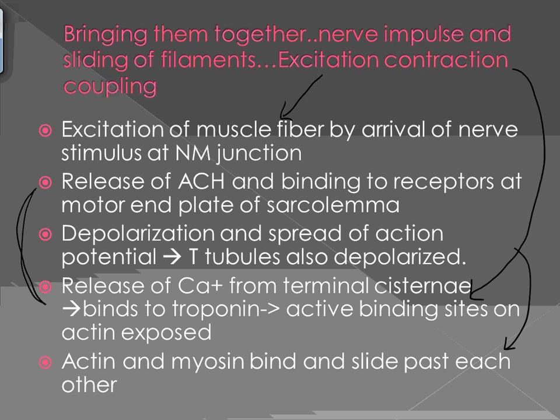So we talked about excitation of the muscle fiber by arrival of a nerve impulse at the neuromuscular junction. That caused acetylcholine to be released and bound to the receptors at the motor end plate. That caused depolarization and it causes spread of the action potential. So we only talked till that part, right?